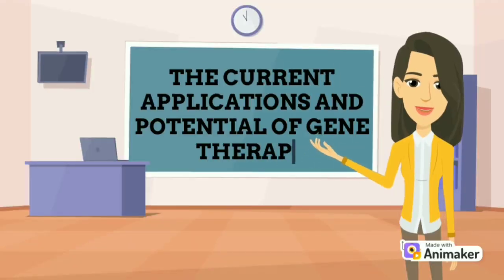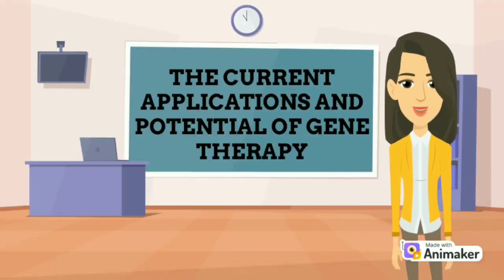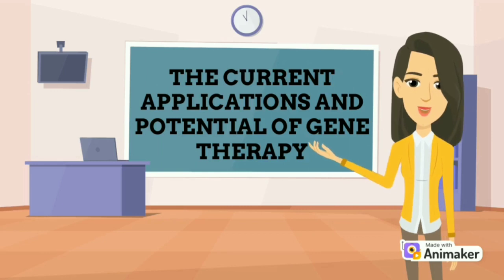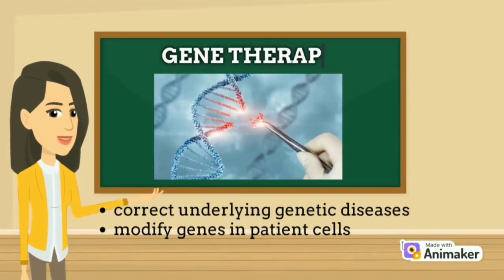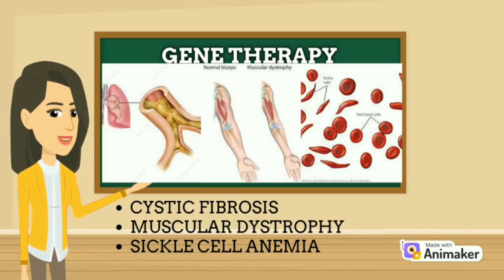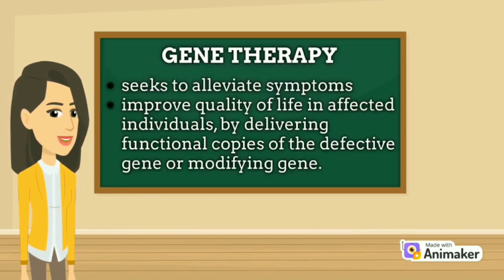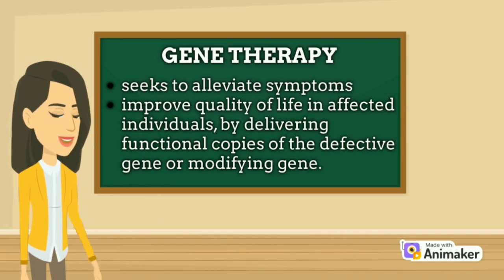Now, we will explore the current applications and potential of gene therapy in some different aspects. Gene therapy aims to correct underlying genetic diseases by introducing or modifying genes in patient cells. For such diseases as cystic fibrosis, muscular dystrophy, and sickle cell anemia, this approach holds promise. Gene therapy seeks to alleviate symptoms and improve quality of life in affected individuals by delivering functional copies of the defective gene or modifying the gene.